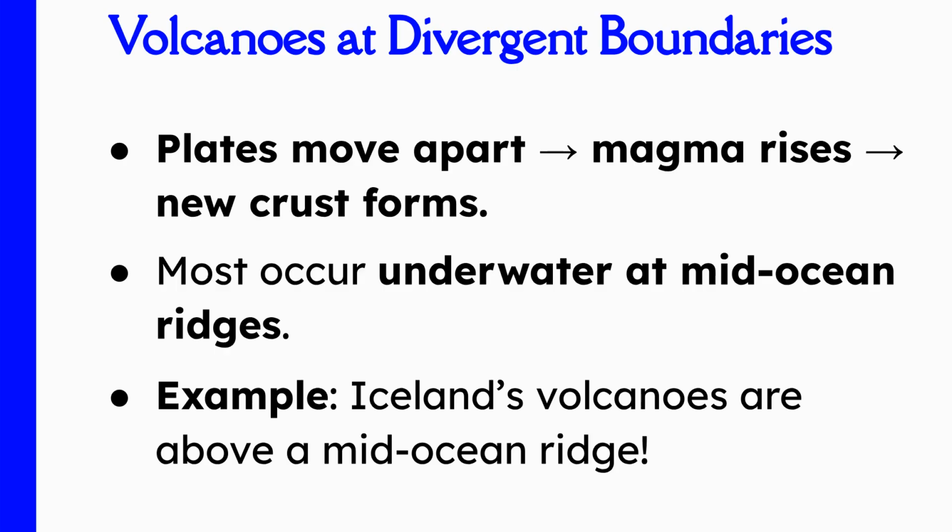At divergent boundaries, plates move apart, magma rises, and new crust forms. Most of these volcanoes are underwater at mid-ocean ridges. For example, Iceland's volcanoes are located above a mid-ocean ridge.